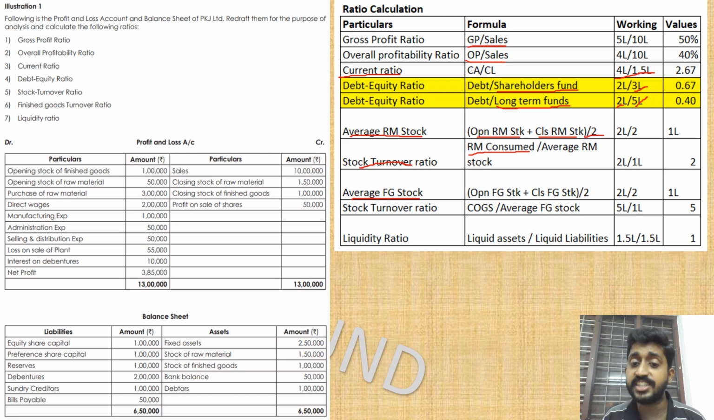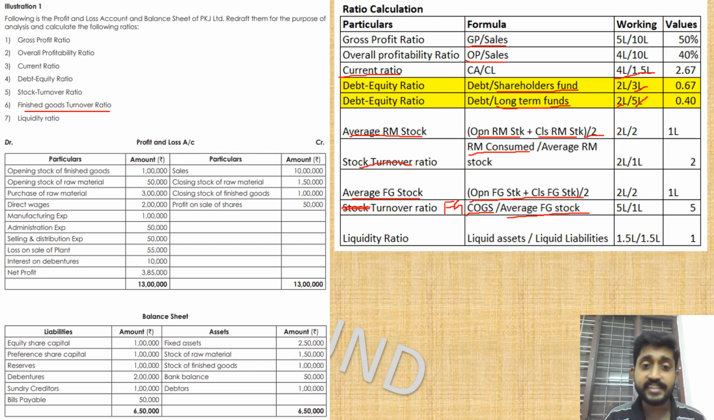Average FG stock. They have also asked for the finished goods turnover ratio. Very simple. For this, average finished goods stock is opening FG plus closing FG divided by 2. Average FG stock we have found. Now COGS. What is the cost of goods sold? We have already calculated it in the income statement, just rewind and see. COGS divided by average FG stock will give you the FG turnover ratio. I have mentioned it wrong. This is not the stock turnover ratio, this is the finished goods turnover ratio.